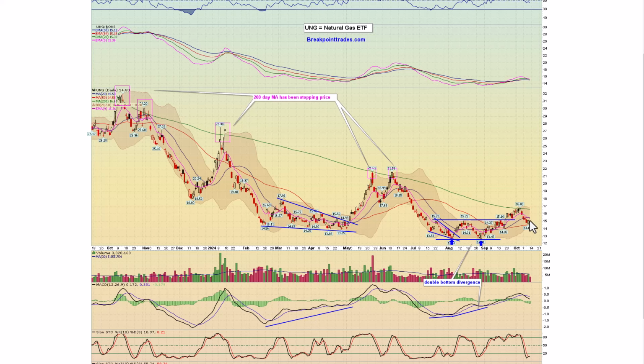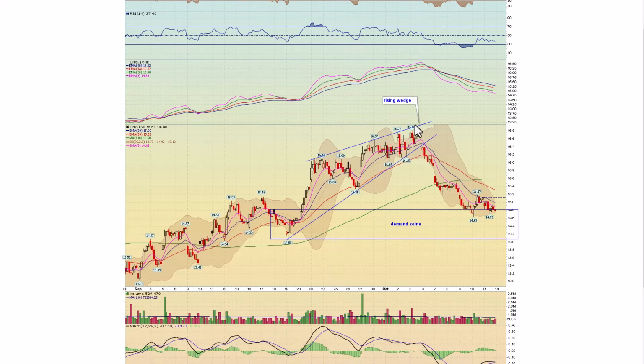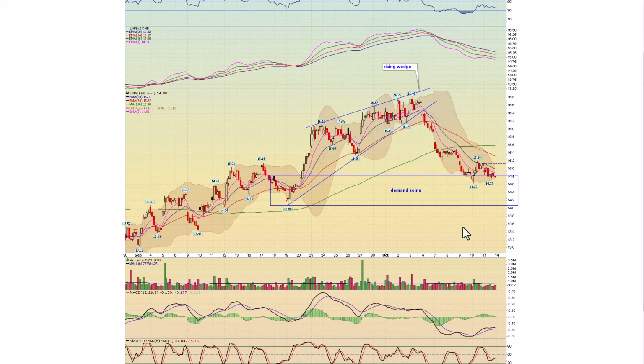Let's take a look. Here's an intraday time frame. Chart 62, 60-minute chart. First off, notice that rising wedge you had in place. So that's why you got that pullback. There is a big demand zone down here. I spelled zone wrong. Anyway, something to watch here if you get a trigger.